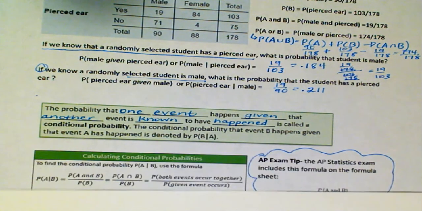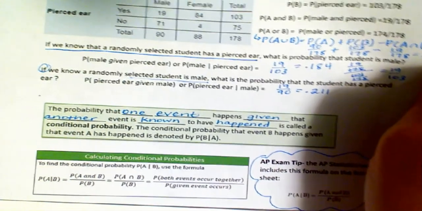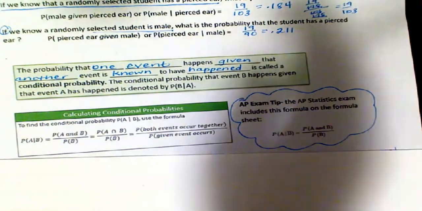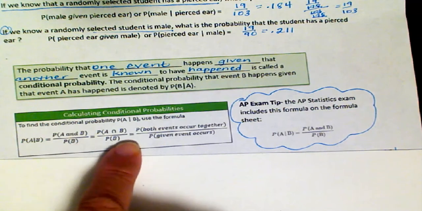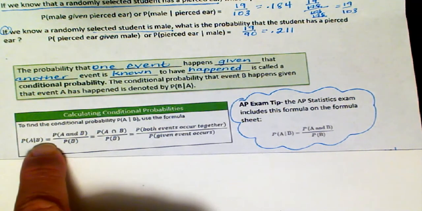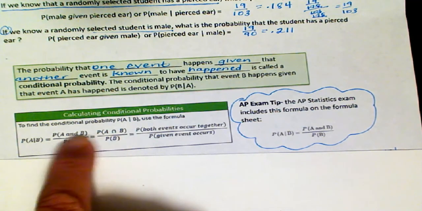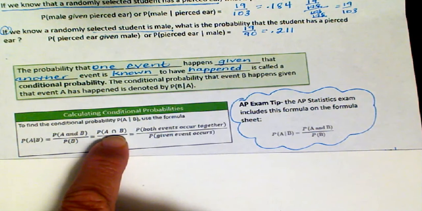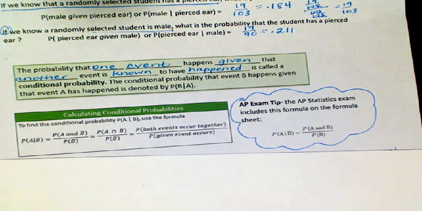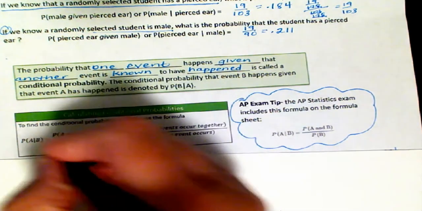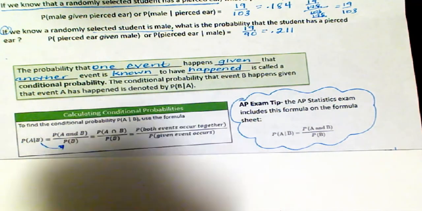There is a formula that you can use, and this formula is on the AP formula sheet. Anytime I realize I have a conditional probability, I will write this formula out. The probability of A given B is the probability of A and B, which we denote by that. We know that A and B is the intersection because they're both happening at the same time, and then the probability of B goes on the bottom. The way I remember that is just that B is second, so I remember that it goes in the denominator.